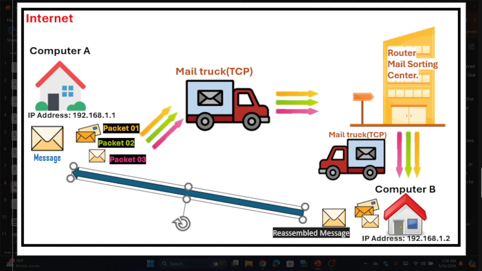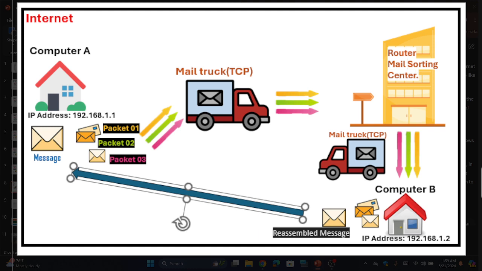So TCP/IP is like a system that makes sure your letter gets from your house to the right house in the right order and safely. The IP address tells where to go. The packets carry the pieces of the message. TCP makes sure everything is delivered properly.